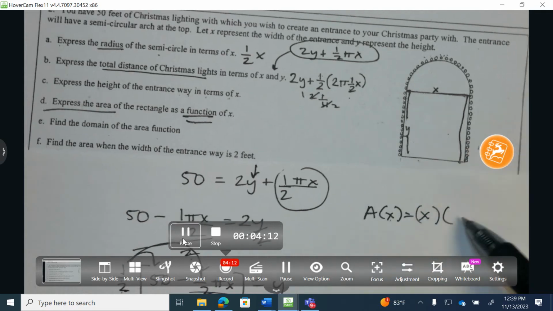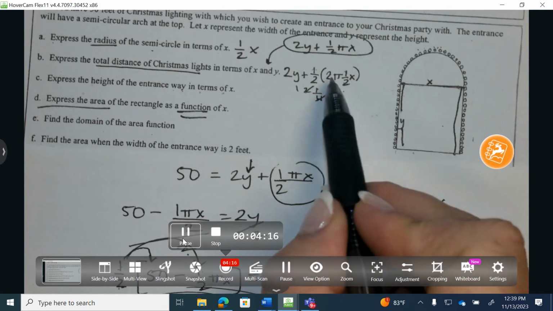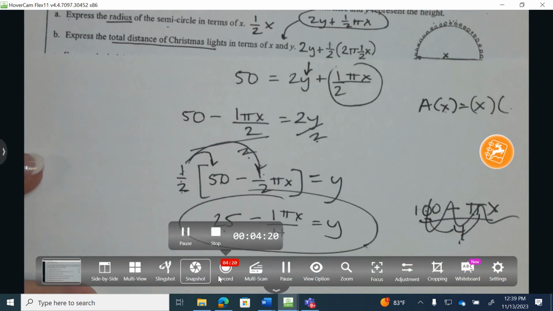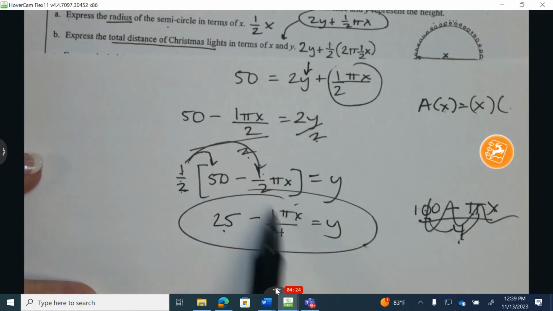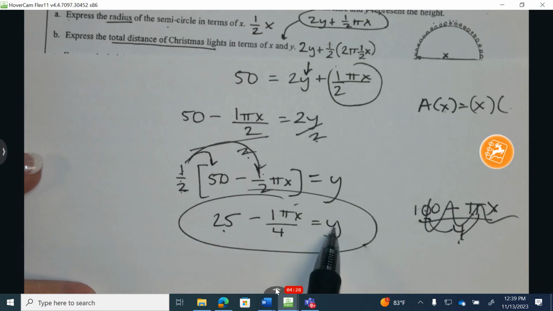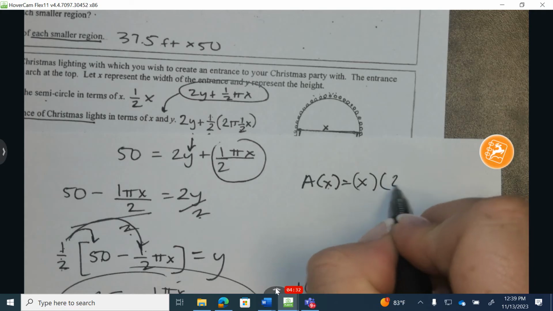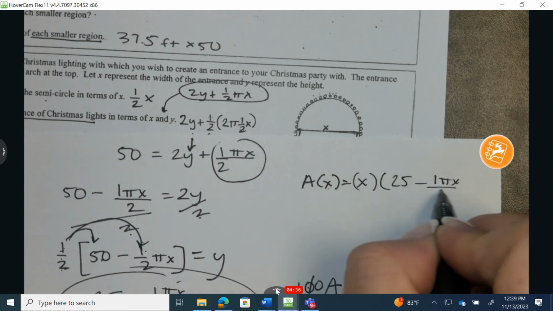Now the length here is going to be Y, but we don't want to put in the variable Y because we want to express it in terms of X. So down here, this is going to be the length in terms of Y. This is the length of Y, but expressed in terms of X. So instead of putting Y, I'm going to put what Y is equivalent to, which is 25 minus 1 pi X over 4.